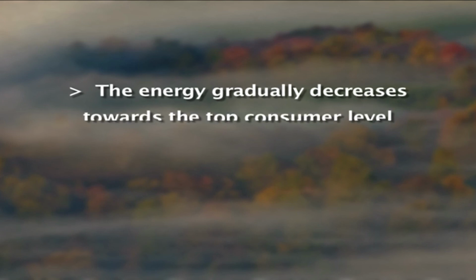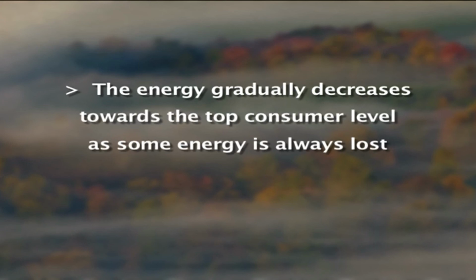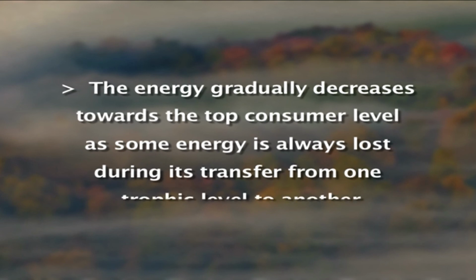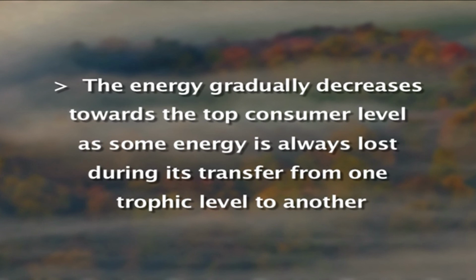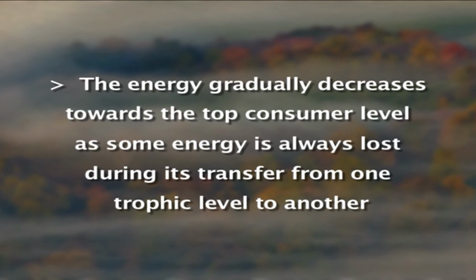The producers, that is green plants and phytoplanktons, obtain energy from sun and convert this solar energy into chemical energy stored in their biomass. The producers provide energy to herbivores, which in turn provide energy to carnivores. The energy gradually decreases towards the top consumer level, as some energy is always lost during its transfer from one trophic level to another.